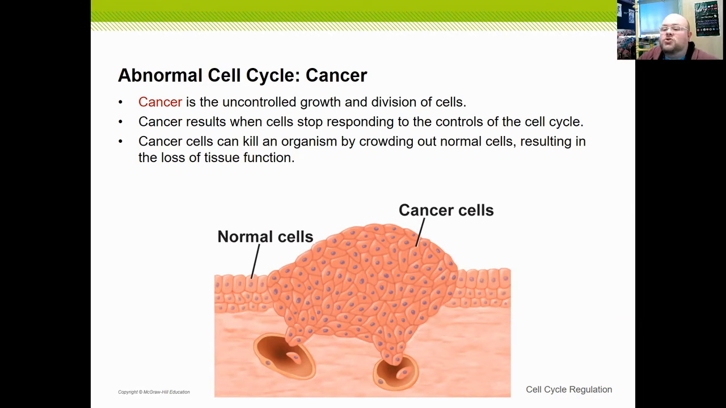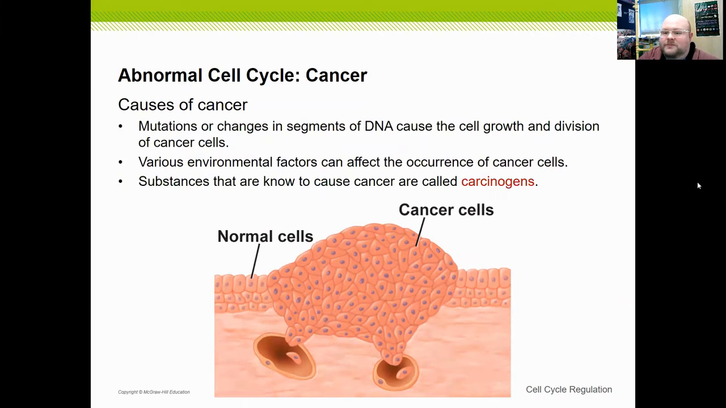Cancer is the uncontrolled growth and division of cells, and it results when cells stop responding to the controls of the cell cycle. Cancer cells can kill an organism many ways, by crowding out normal cells, which results in the loss of tissue function. It diverts much needed energy and resources to those cells instead of the cells that need to be there. It is just not a good situation.